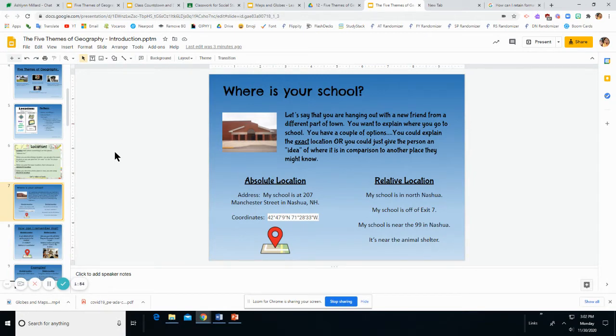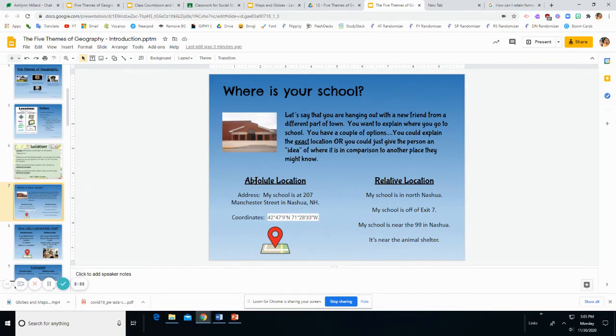So for instance, our school, the absolute location, you could tell your friend the address. My school is at 207 Manchester Street in Nashua, New Hampshire. You could also give the exact location by using the coordinates at 42 degrees north, 71 degrees west. But most times we don't give this information to our friends and say the address of my school or the coordinates of my school.